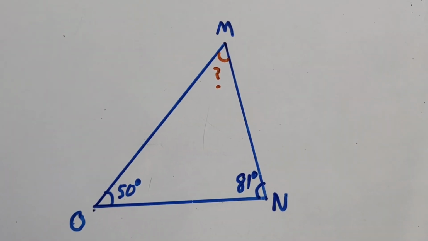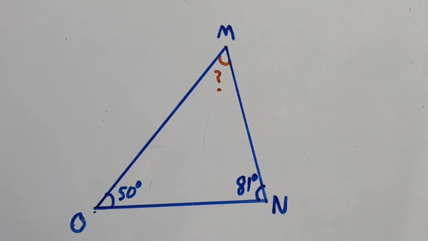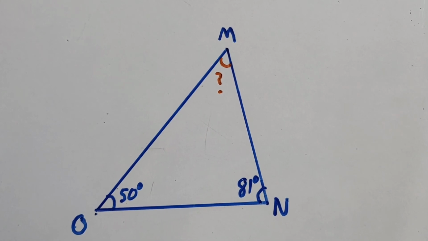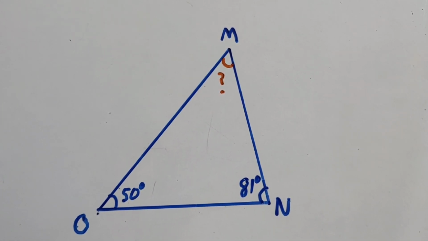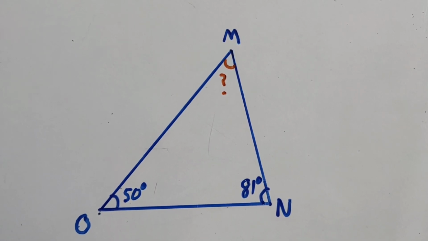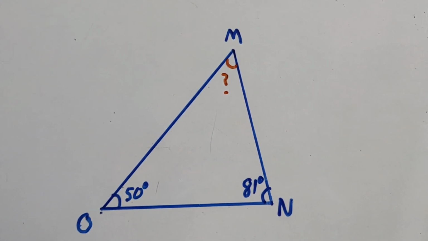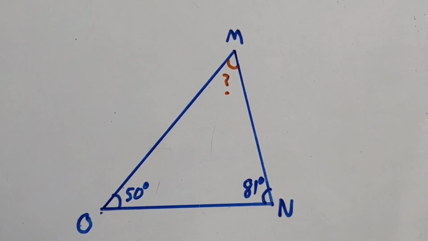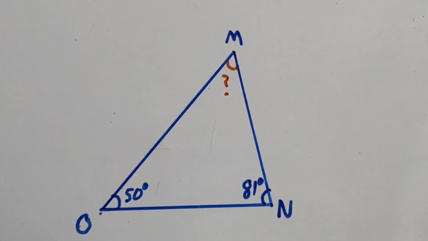Okay, here's our last practice problem. It's triangle OMN. We're trying to figure out the value of the missing angle OMN, and then determine whether this is an acute triangle, a right triangle, or an obtuse triangle. Pause the video and give it a try on your own. Okay, welcome back.